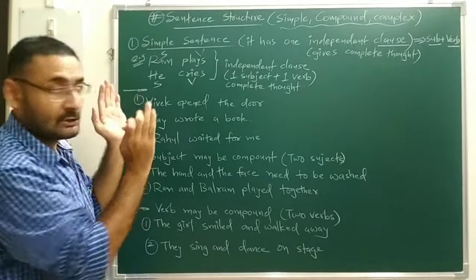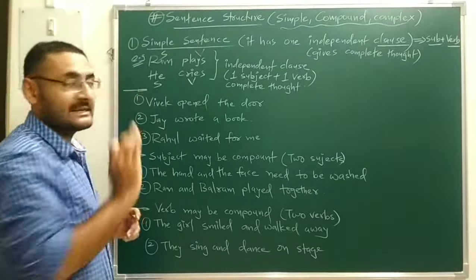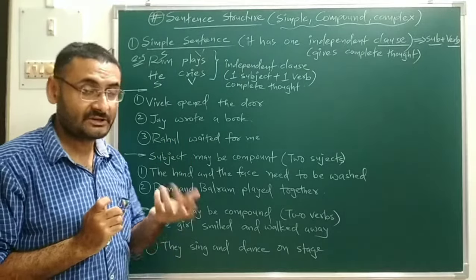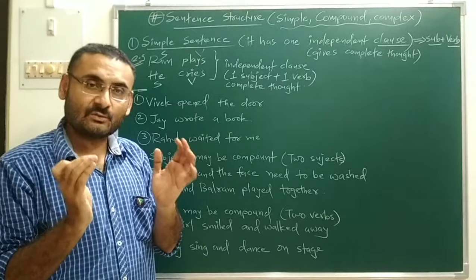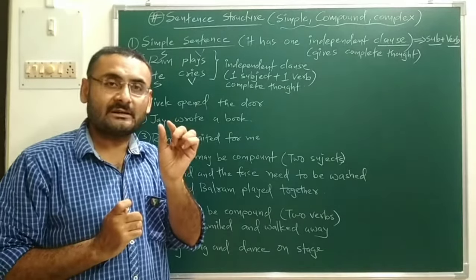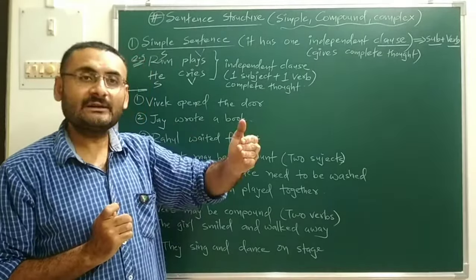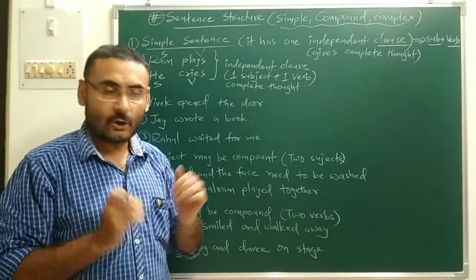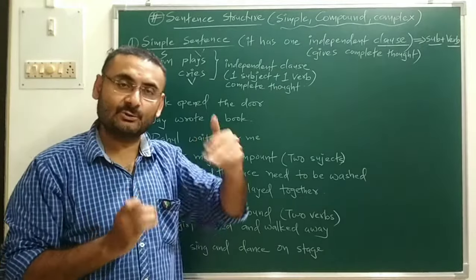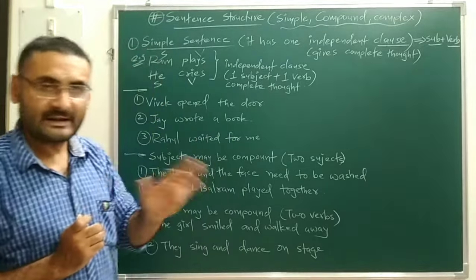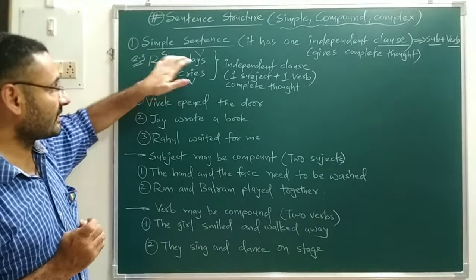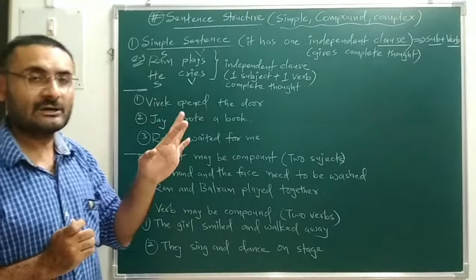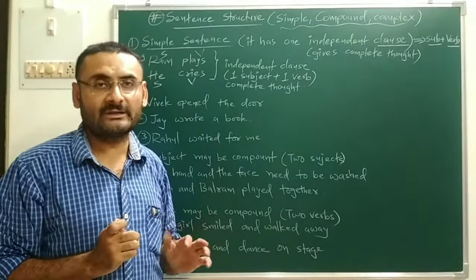Now this independent clause is also known as a simple sentence. So the question may arise: what is the difference between clause and simple sentence? A clause is the smallest unit of a sentence. If you add more than one clause, a sentence will be constructed; by combining more than one clause, you can construct a sentence. But you can remember it like this: whatever independent clause is there, that is your simple sentence. An independent clause gives the complete thought about the sentence.